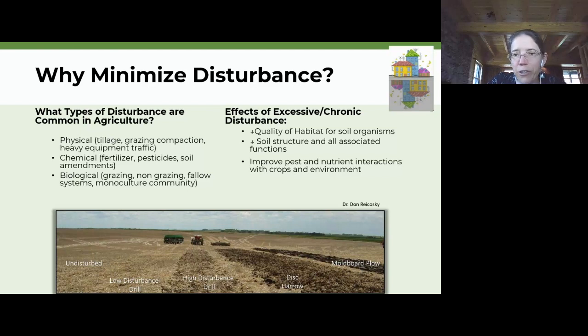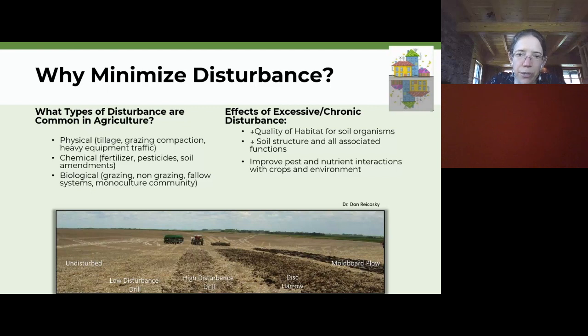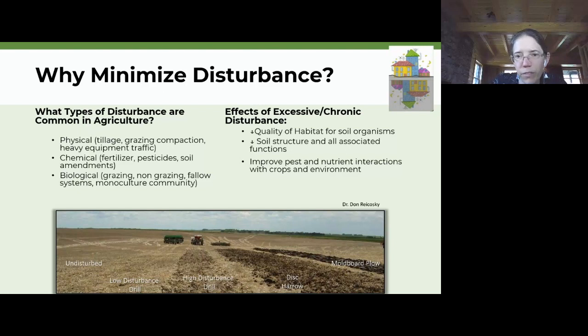So physical disturbance: tillage, grazing compaction, heavy equipment traffic. Chemical disturbances: if we're not appropriately adapting fertilizer, pesticides, soil amendments, those become chemical disturbances. Biological disturbances: grazing, when it is overgrazing, can certainly become a biological disturbance. Fallow systems where there's just nothing growing at all, monoculture communities. So those are some of the disturbances we're talking about. And so why minimize the disturbance is basically when there is disturbance, we decrease the quality of the habitat for those organisms. And so we need to allow for that lack of disturbance to help us build the soil structure and all the associated functions. Also, minimizing disturbance often means that we have vastly naturally improved pest resistance, and we have much better nutrient interactions. So we get better crops and we get better environmental outcomes.